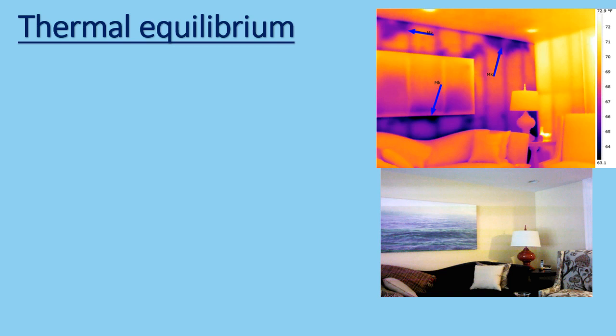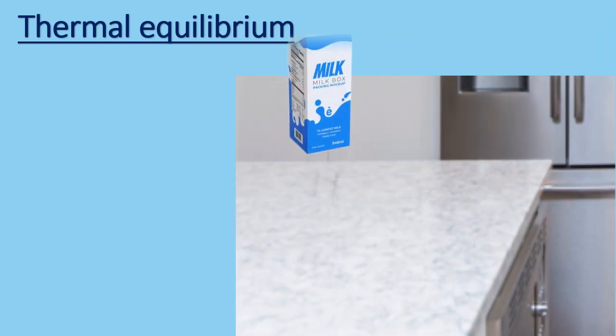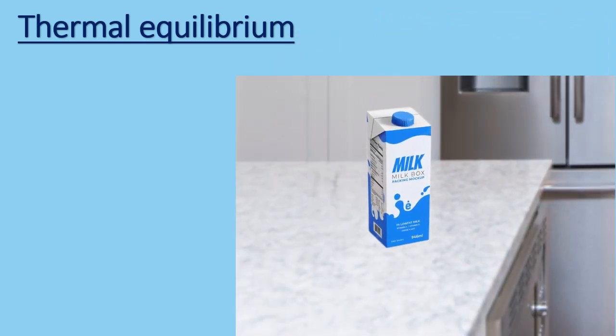In fact, that is a very good question, and it will take us to our next topic, which is thermal equilibrium, which exists when two objects in thermal contact no longer affect each other's temperature. For example, if a carton of milk from the refrigerator is placed on the kitchen counter, the two objects are in thermal contact. After a few hours, their temperatures will be the same, which means that they have reached thermal equilibrium.